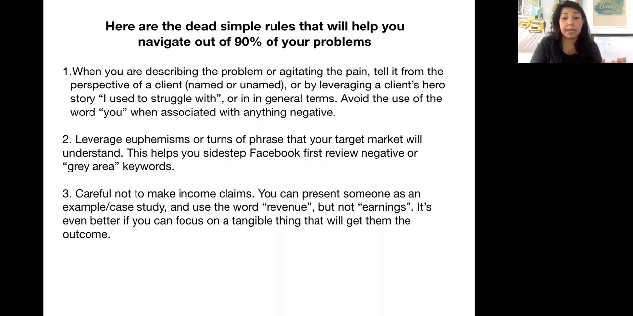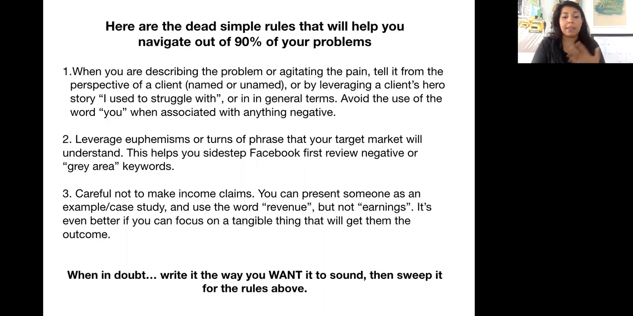And be careful not to make income claims. You can use the word revenue, you can say next 10 clients, you can say double or triple your business, but you don't want to refer to earnings or take-home salary. And whenever you're in doubt, write it the way you want it to sound and then sweep it, assuming that with that person in mind: the Facebook ads person who has never run an ad in their life, but will be looking for these kinds of nuances.